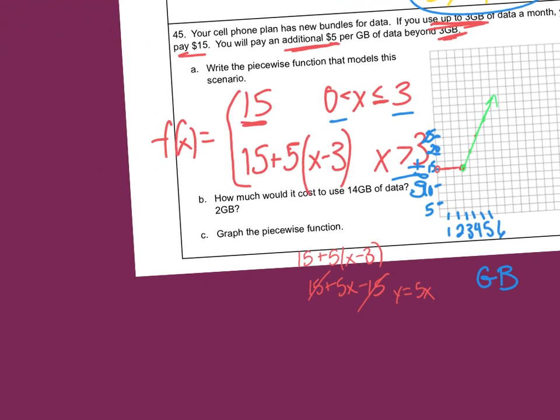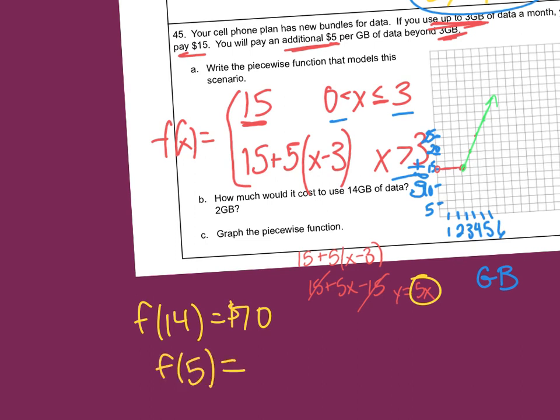When I've got 14 gigabytes of data, I need to do f of 14. Plug in 14 to the bottom part. I can actually just plug it into the part I simplified to, but either way I'm going to get the same answer. 5 times 14 is 70. $70. Okay, and then if I plug in 2, I know that's just going to be $15. Not multiplying it by anything.